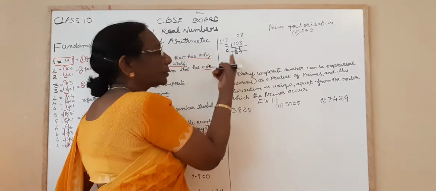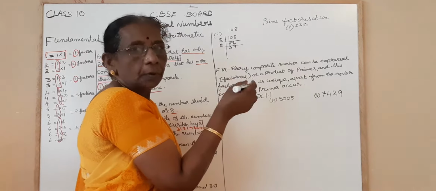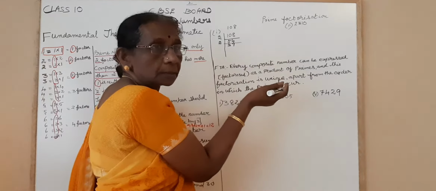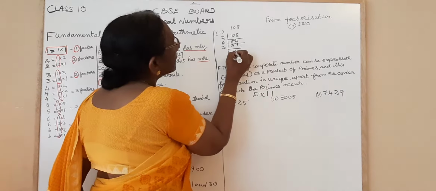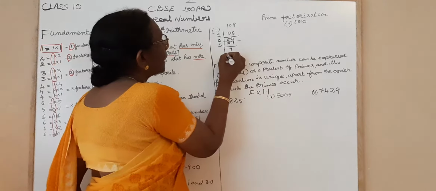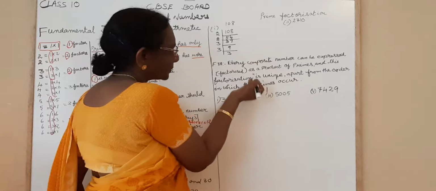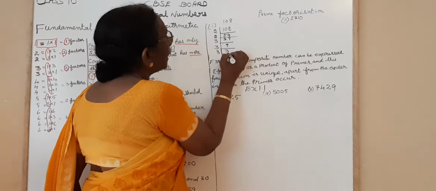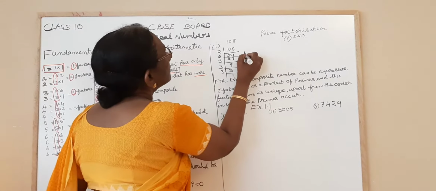Now see here, it is 27, it is not divisible by 2. So what should you do? You add the digits. 7 plus 2, 9. 9 is divisible by 3. So you can move to 3. 3 9s are 27. Again 9 is divisible by 3. 3 3s are 9. Again divide by 3. 1.